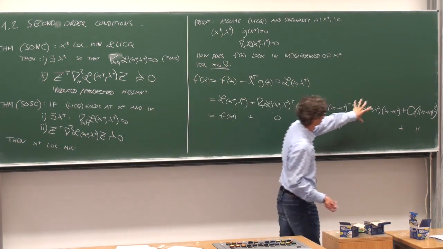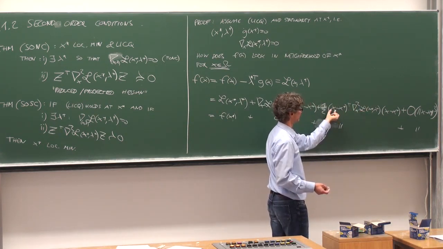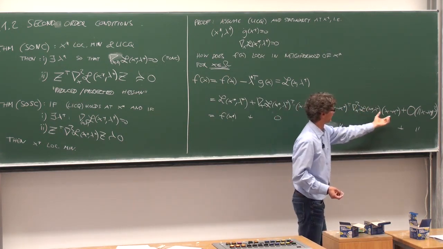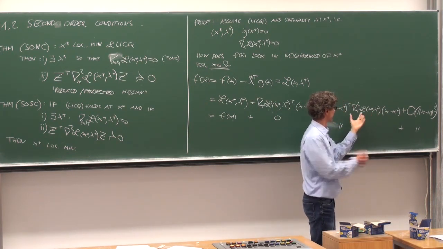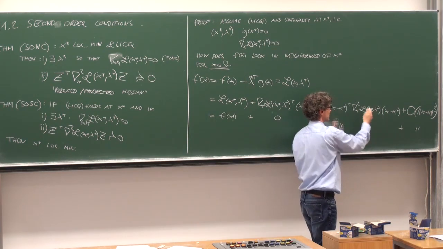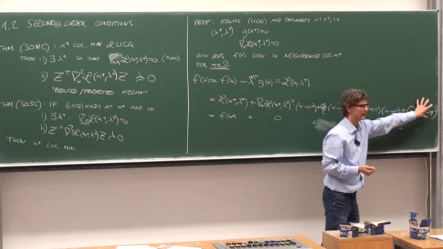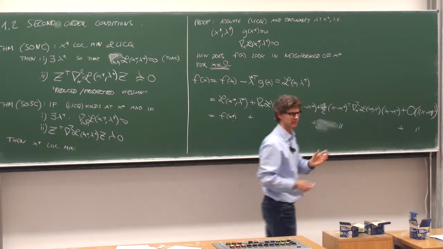And I have a second order term which depends on the product that my feasible point makes with the difference to my optimal solution, multiplied with the Hessian of the Lagrangian, plus higher order terms which will be dominated by this.